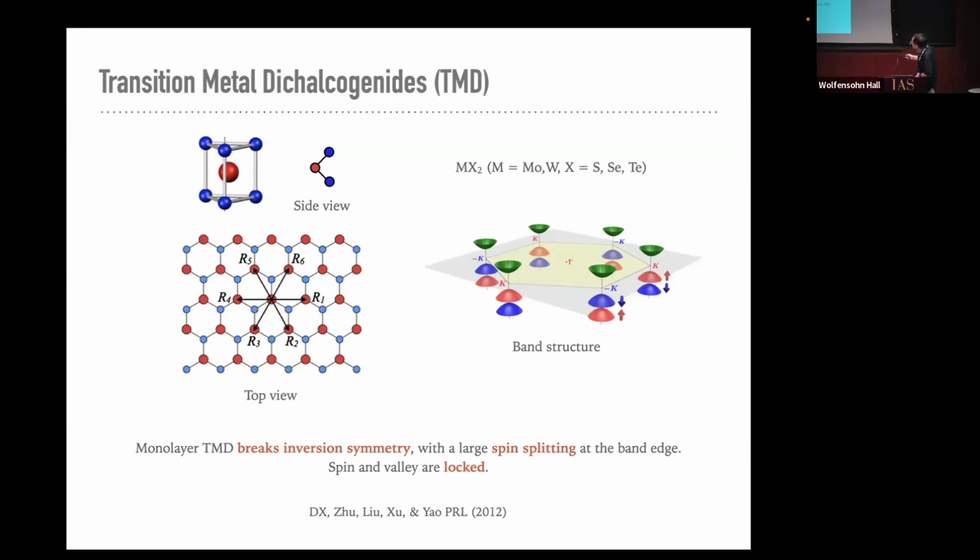And this energy scale is typically on the order of 100 meV to 200 meV. So that's actually an extremely large splitting. And then finally, because we have inversion symmetry, we also have time reversal symmetry. So when you have spin down in one valley, then you have spin up in the other valley. So in this case, the spin and the valley are coupled.